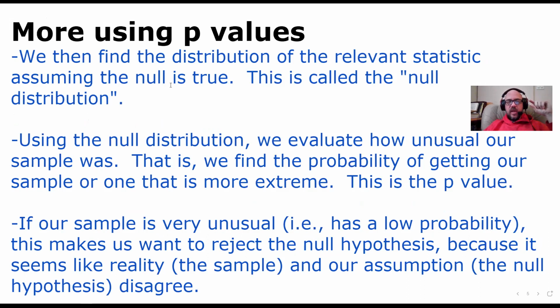Once we have taken our sample, we find the distribution of the relevant statistic, the sampling distribution of the relevant statistic, assuming the null hypothesis is true. This is called the null distribution, for what I hope are obvious reasons.